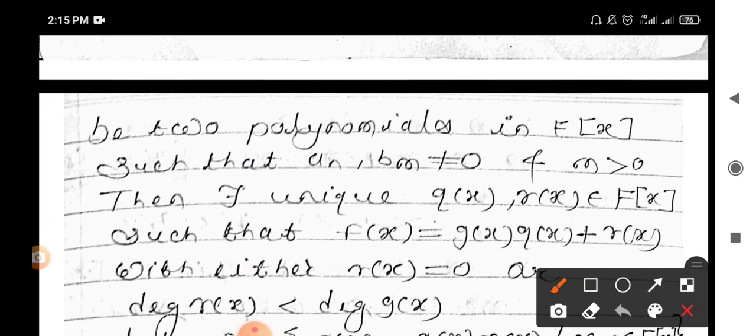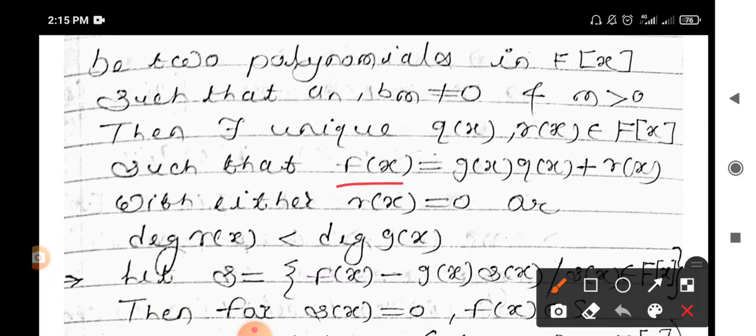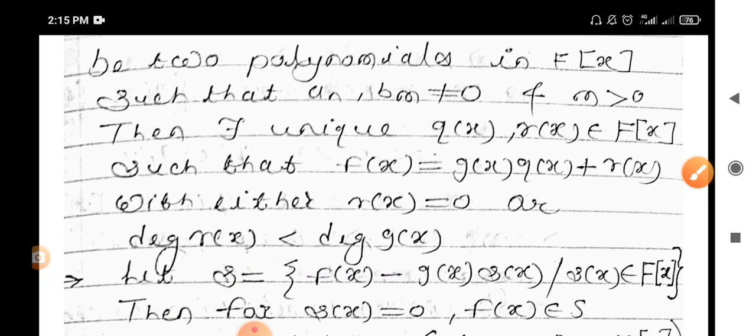Then the statement: there exist unique q of x and r of x belonging to F of x such that f of x is equal to g of x into q of x plus remainder r of x. Then either r of x is 0 or the degree of r of x is less than the degree of g of x. So we have to prove a division algorithm for a polynomial ring, as we define a division algorithm for integers and so on. In the same way we can define a division algorithm for a polynomial ring.